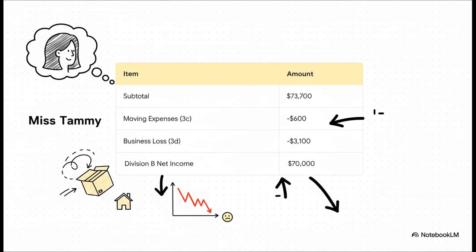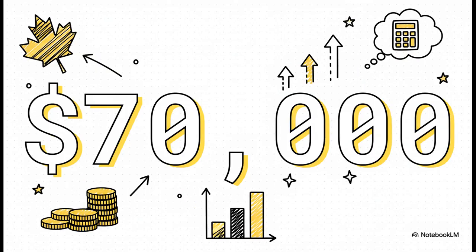Now we subtract certain deductions. Under Section 3C, she can deduct $600 in moving expenses for work. And under 3D, she deducts a $3,100 loss from a side business. These deductions are allowed because they relate to the process of earning income. After subtracting those, we get to our final number for this section. And there we have it. After all that, Miss Tammy's Division B net income comes out to a nice round $70,000.